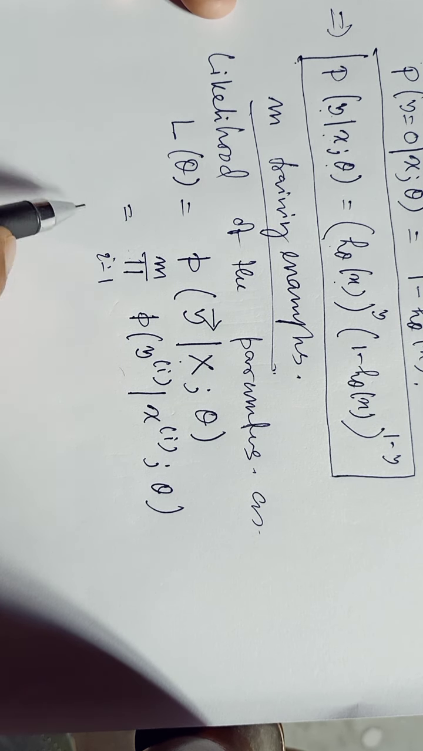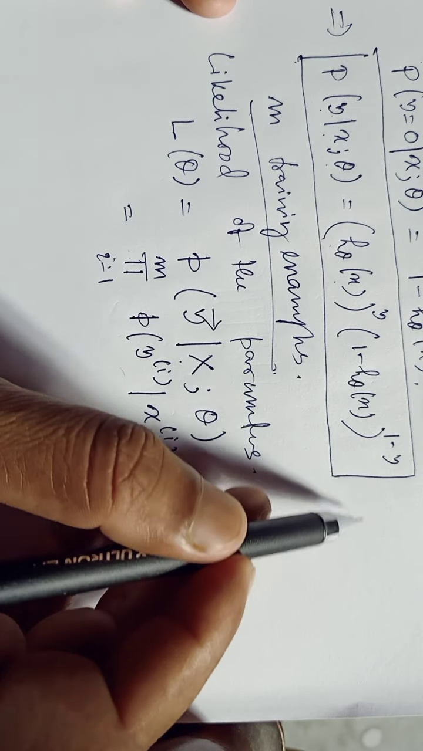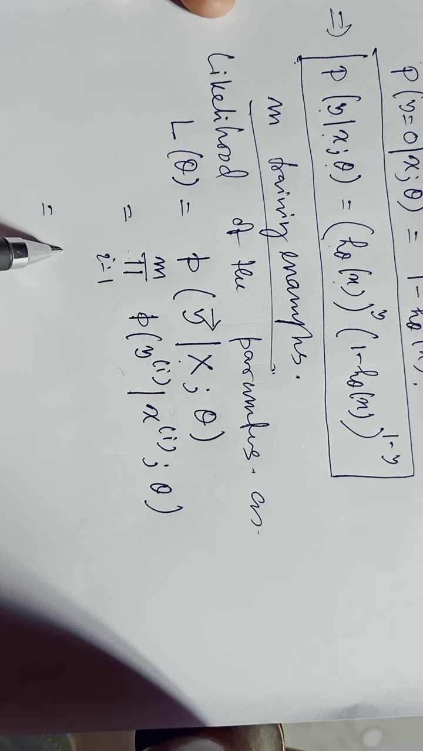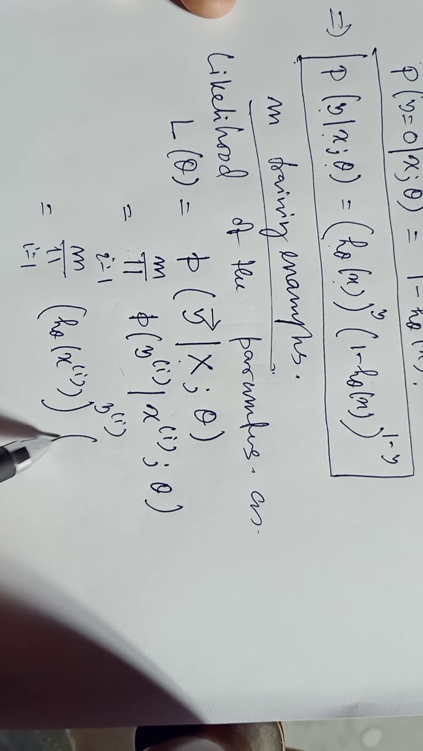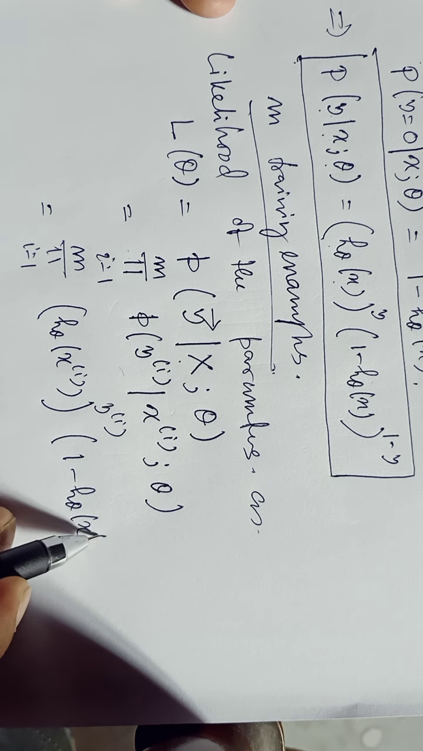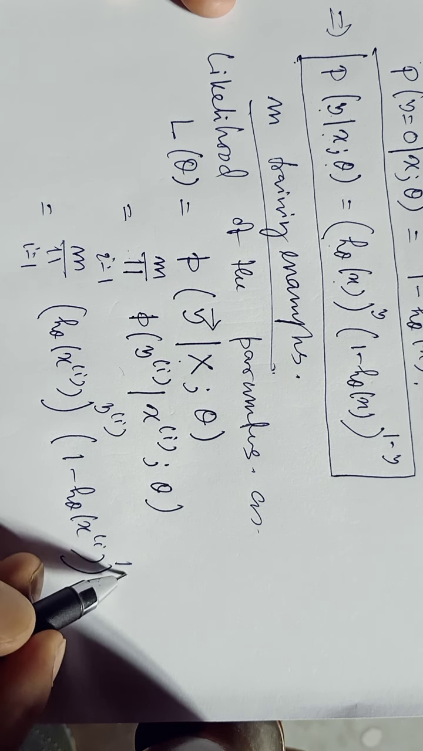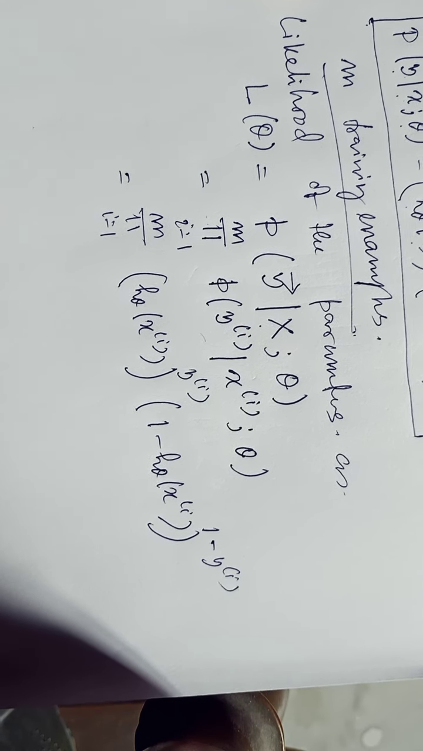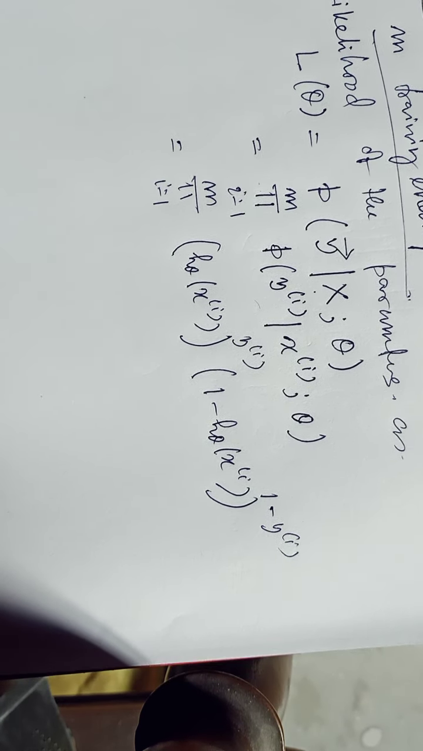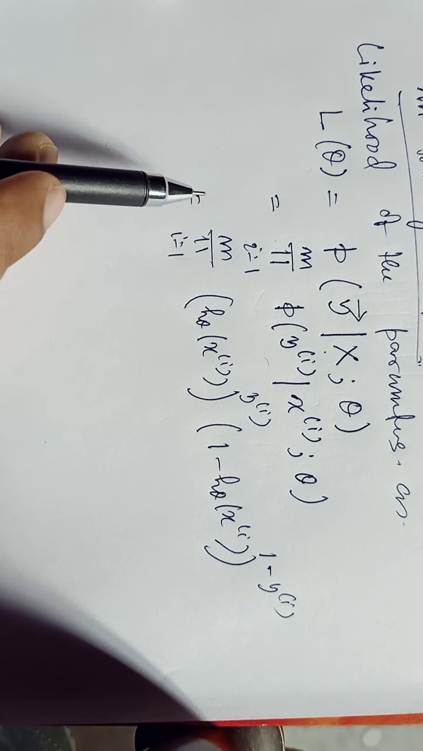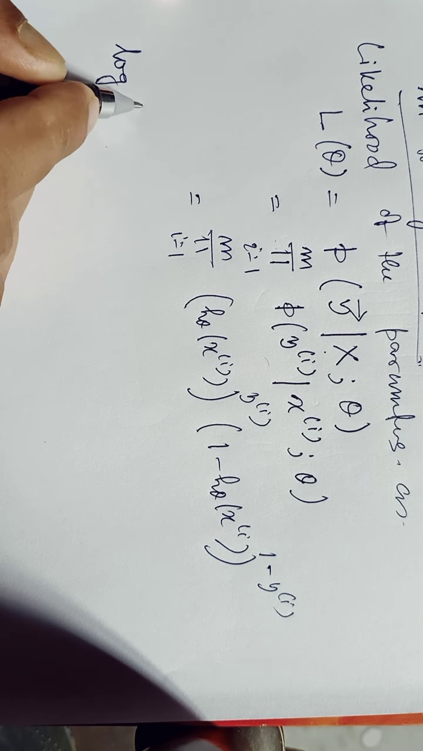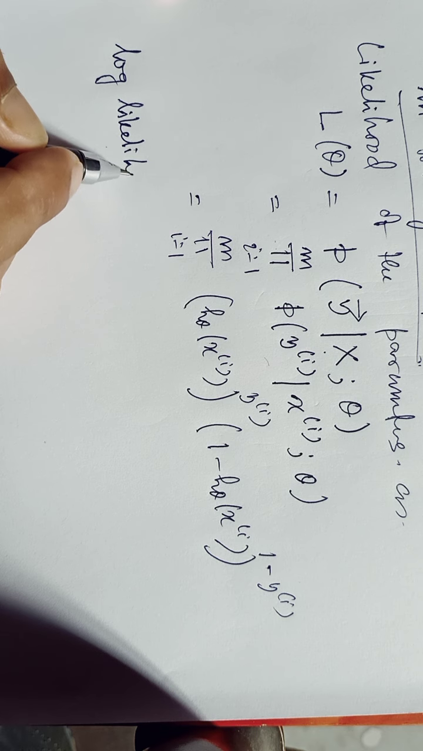Clear? Okay. So we will just replace this value by this function, that is the product over i equals 1 to m of h theta x i to the power y i, times 1 minus h theta x i to the power 1 minus y i. Okay, right. So again we are aware that if we apply the derivative on this, it will be a very complicated term. Therefore, apply the log likelihood of the function.